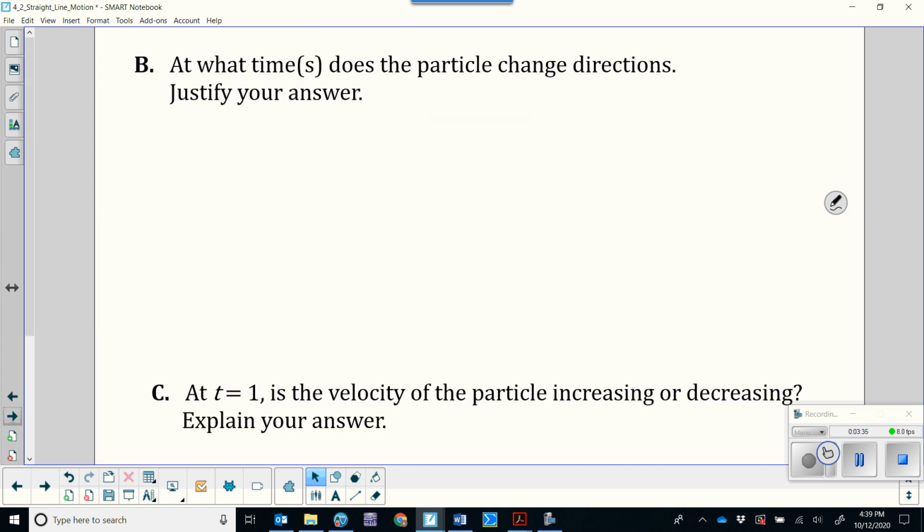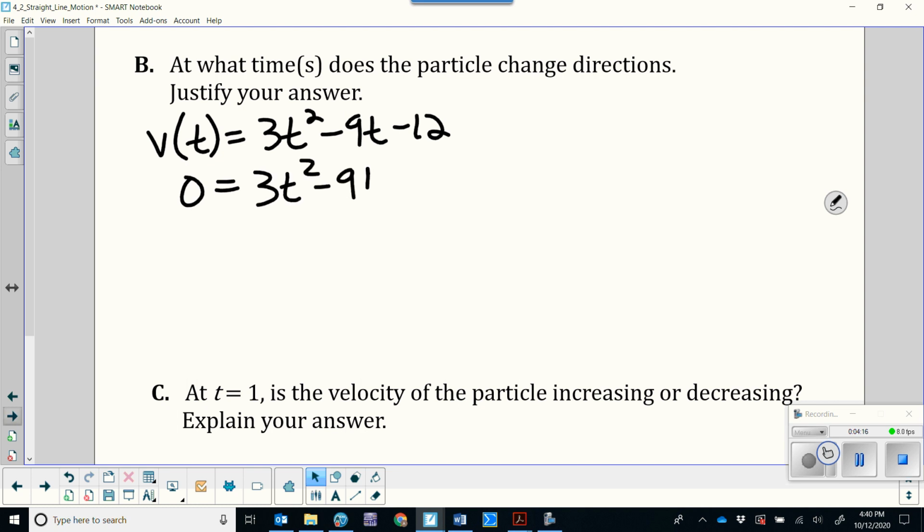So there's that one. Now, at what time or times does the particle change directions? In order to determine if the particle is changing directions, it means the velocity has to change signs. The only place that a function can change signs, in this case a polynomial function, is if it equals 0. If it had been something else, it could be rational, then we might have to find undefined places, but in this case, we just need to find out when this thing equals 0. So we would simply set it equal to 0, and then we would solve it.